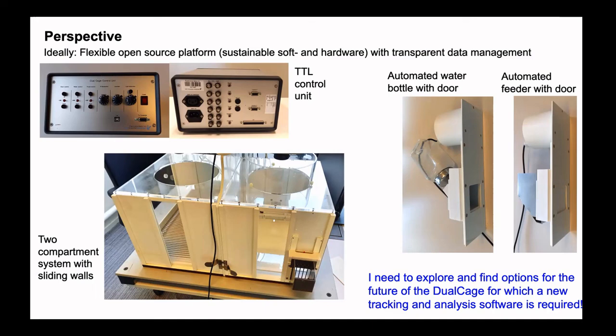So I need to explore and find new options for the future of the dual cage, because I'm really stuck now: I don't have a tracking system and a software analysis system. But the good thing is I have video, which I used for monitoring, and it will be run in the future in such a manner. It's only not clear how I'm going to manage in the next years, or what we can maybe achieve within the TEATIME consortium. I would be happy for suggestions from your side.